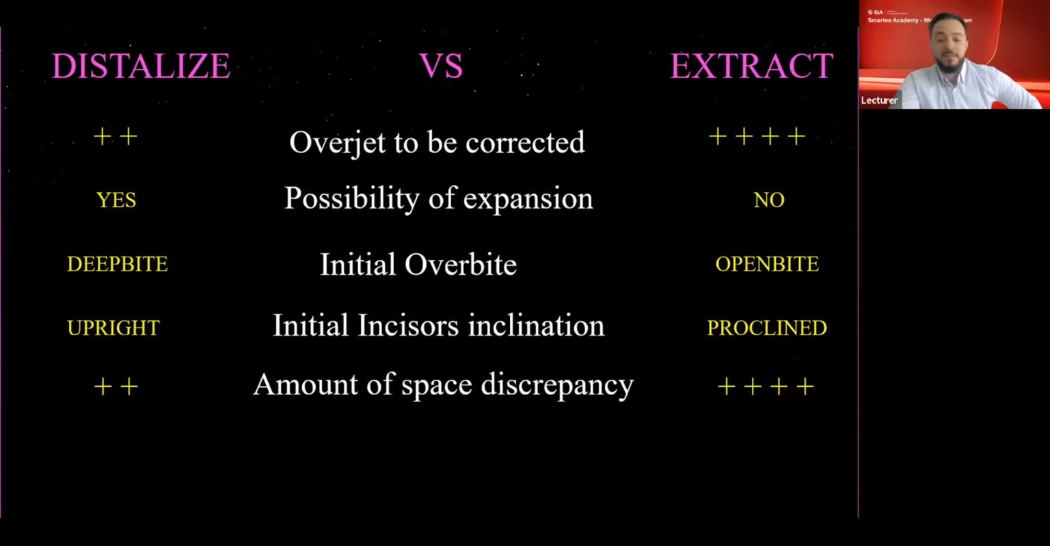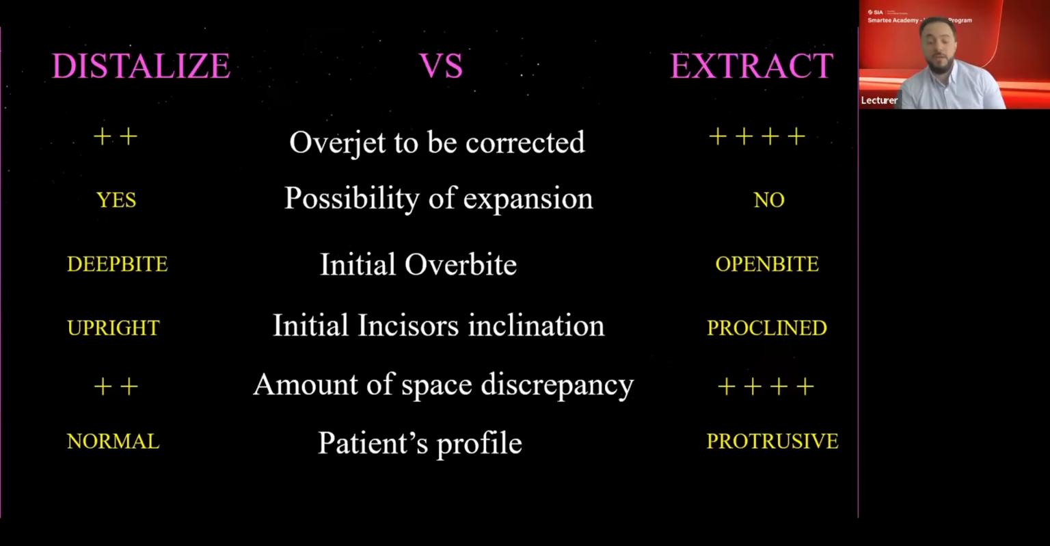The amount of space discrepancy: if the patient has a significant amount of crowding and the expansion or distalization cannot solve this issue, we should also consider an extraction. And the most important factor is the patient profile. So when the patient comes with a class 2 malocclusion with a very protrusive profile, it might not be advisable to have further proclination or to depend mainly on distalization. In these cases, we should consider other options like extraction.